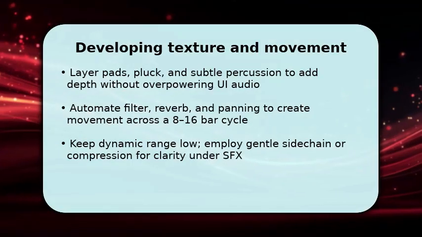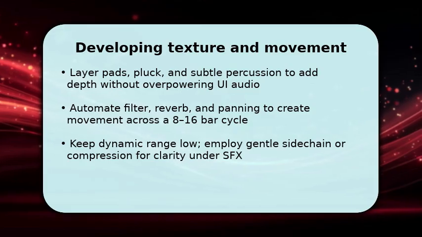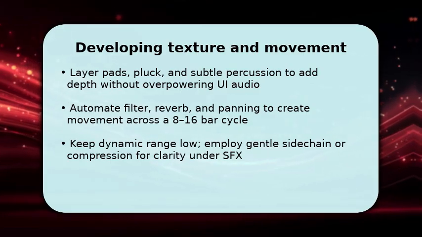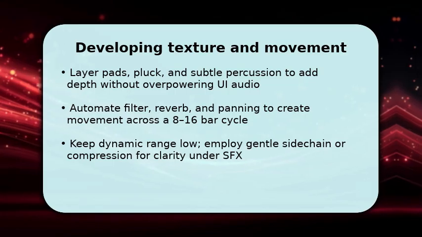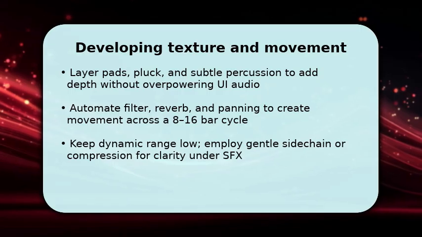Now expand the loop into an evolving bed. Layer a soft pad, a delicate pluck, and subdued percussion to add depth while staying unobtrusive. Automate filter cutoff and reverb sends over an 8/16 bar cycle so the theme breathes.